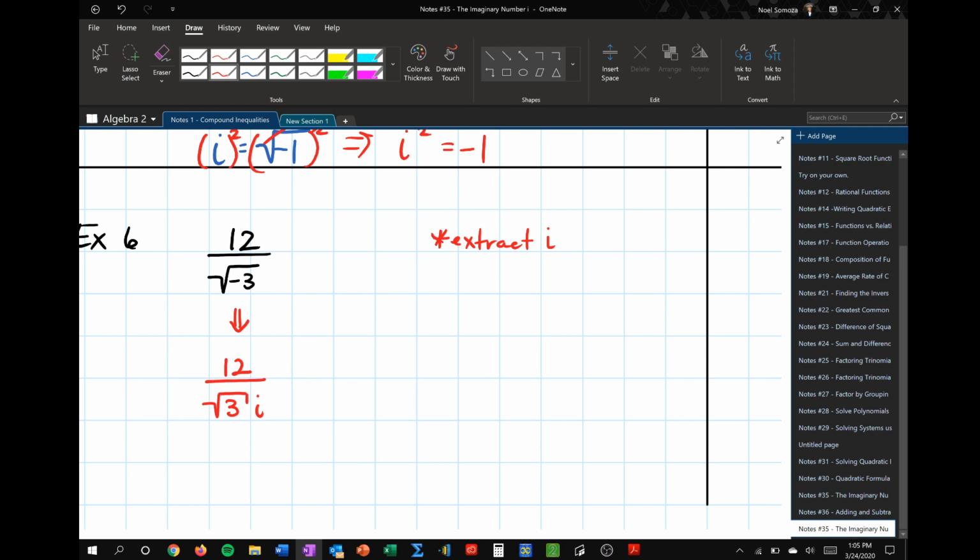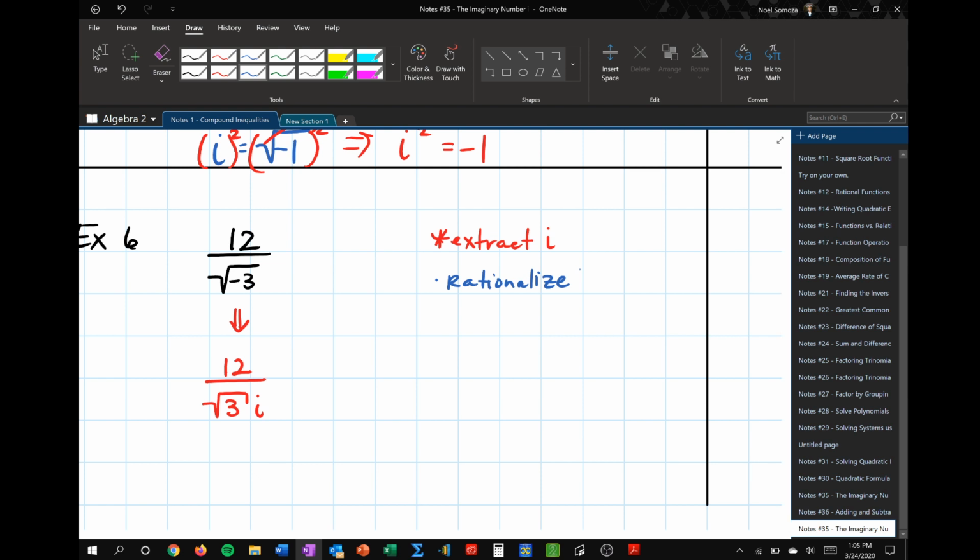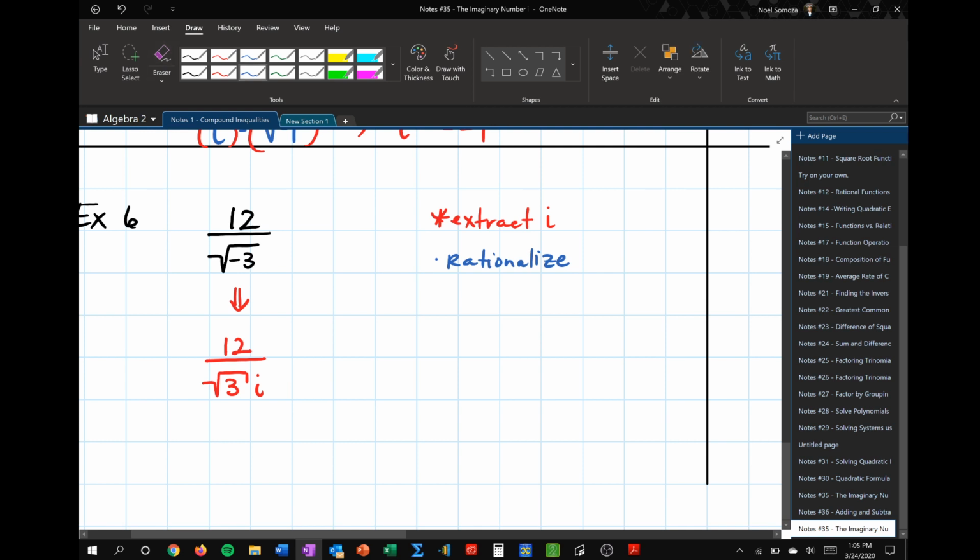Okay, now the I is in the denominator, right? We have a denominator with an I, so now we have to rationalize. Okay, if I rationalize, I have to multiply the top and the bottom by the denominator. My current denominator is the square root of 3I. So then I go ahead, multiply by square root of 3I over square root of 3I.